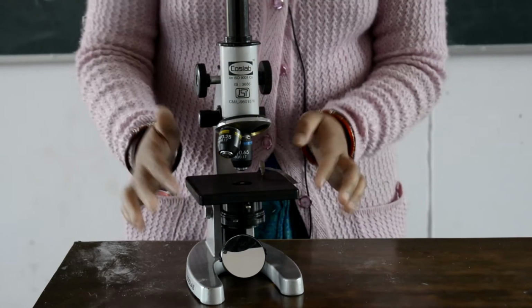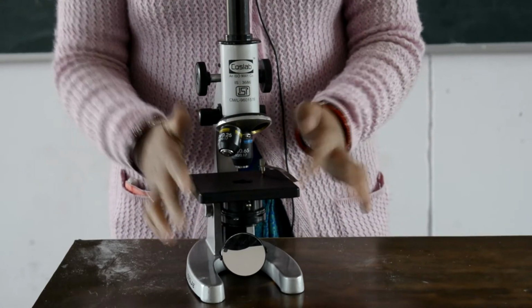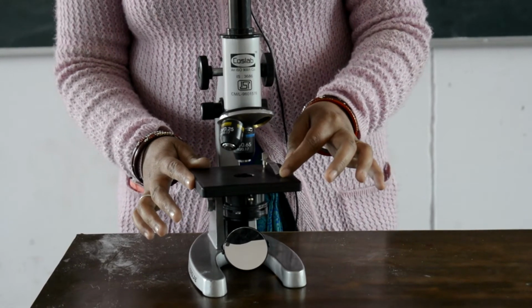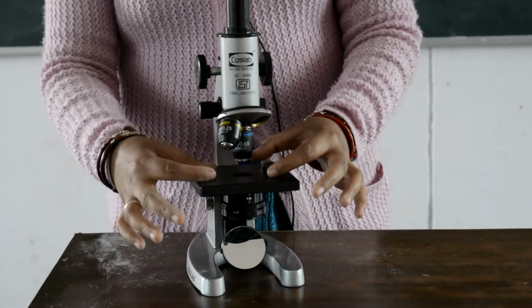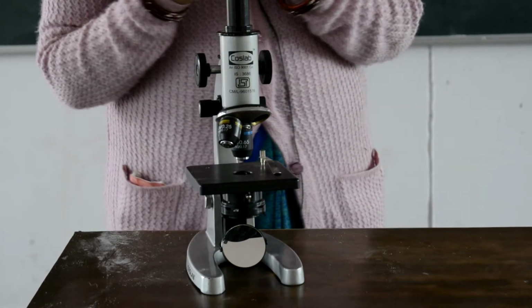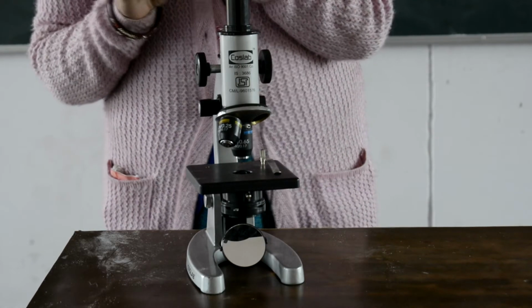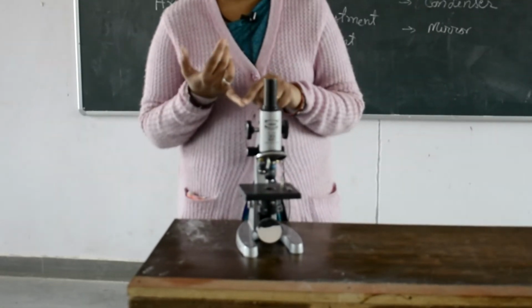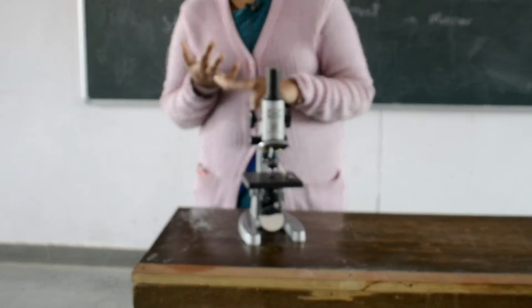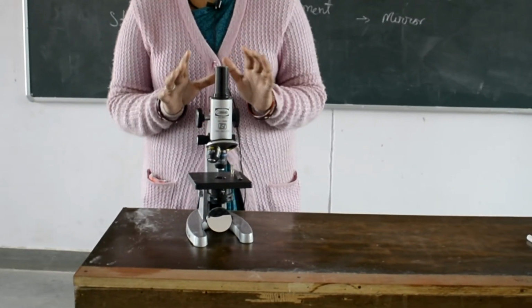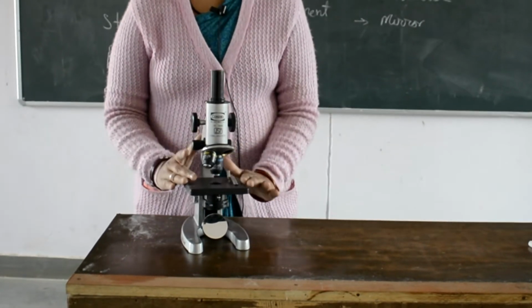The next one is the stage. This stage has a clip. On that we keep the slide. We have two types of slides. One is the permanent slide, which is an already prepared slide, and one is the temporary slide, which we prepare ourselves, like stomata or pollen grains. If we want to see their structures, we see them under the microscope.